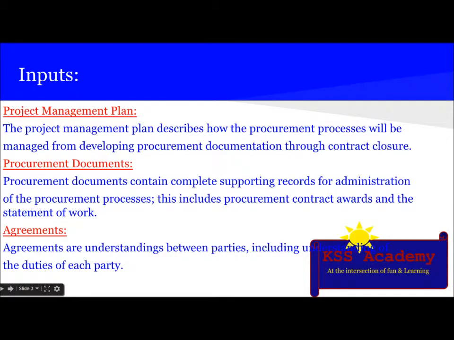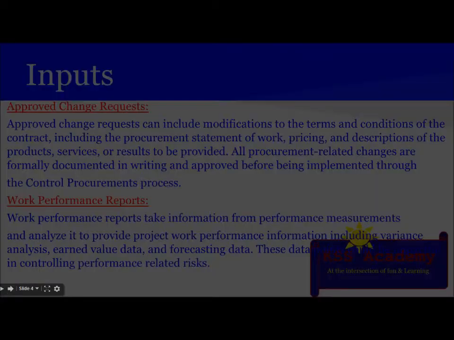So the first input is PM plan. PM plan describes how procurement processes will be managed from developing procurement documentation through contract closure. Next is procurement documents, which contains complete supporting records for administration of the procurement processes. This includes procurement contract award and the statement of work. Then next is agreements. Agreements are understanding between parties, including understanding of the duties of each party.